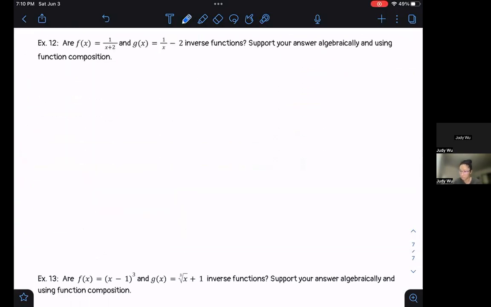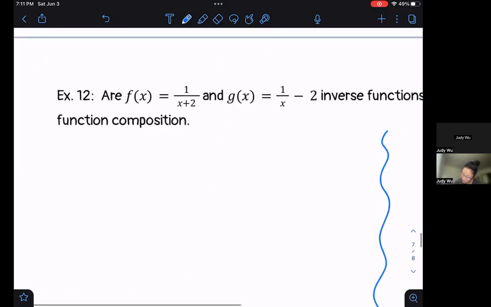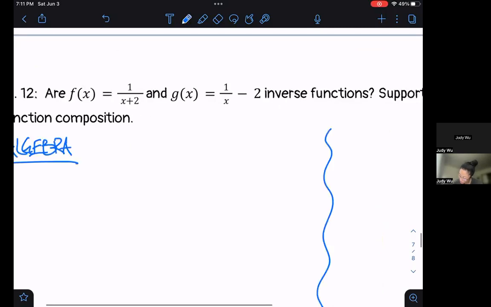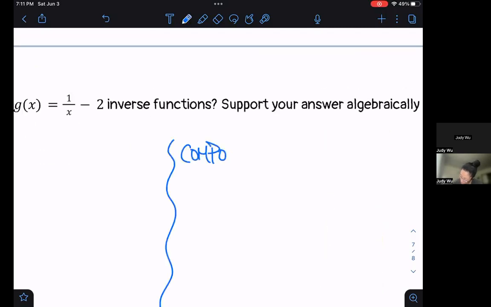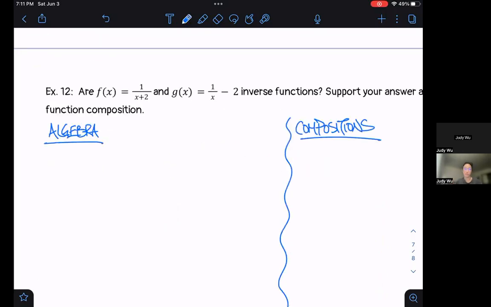All right. So our f of x and g of x inverse functions. We've got f of x equals 1 over x plus 2, and g of x equals 1 over x, separately, minus 2. And our question here says support your answer algebraically and using function composition. So I'm actually going to divide our page in half right now. We're going to go ahead and use algebra, and then we're going to go ahead and use composition. Okay, so two different ways to answer the same question.